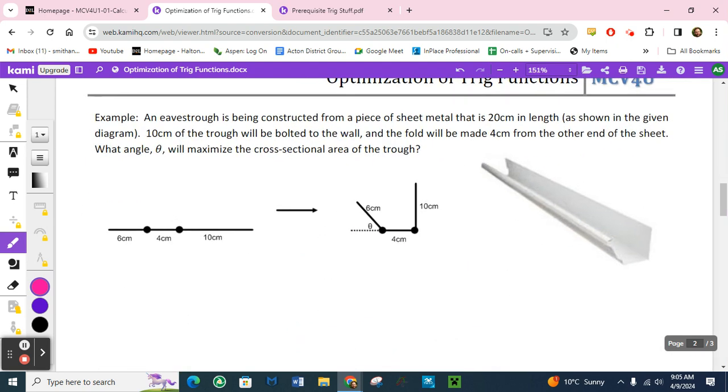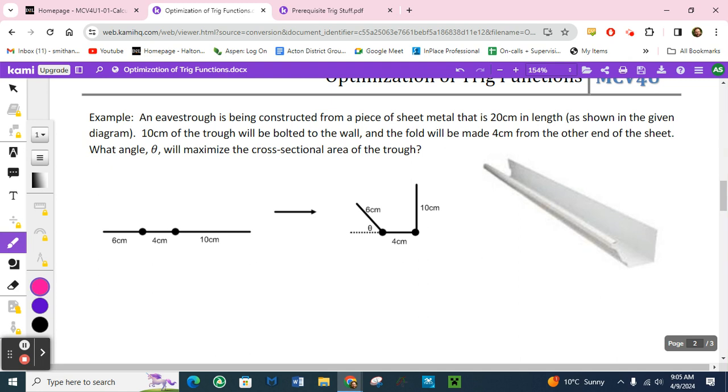So the first one has to do with an eaves trough. You guys know what an eaves trough is? Anybody's parents make them clean these out? Get all the old mucky leaves out of them. Make sure the water can all flow through in a heavy rain. So these all line your roofs at home.